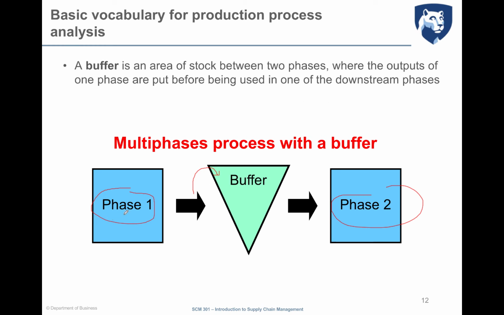So this phase 1 produces for a buffer, so for a warehouse, for example, or for an inventory space. And then phase 2 works by taking products from this buffer.